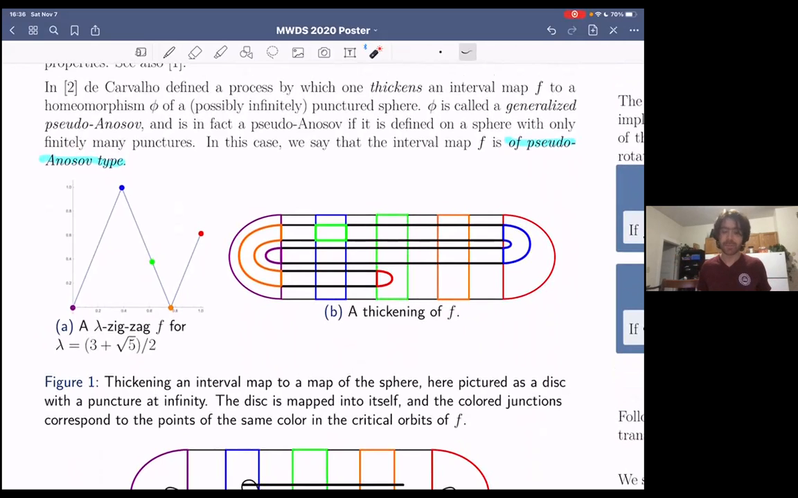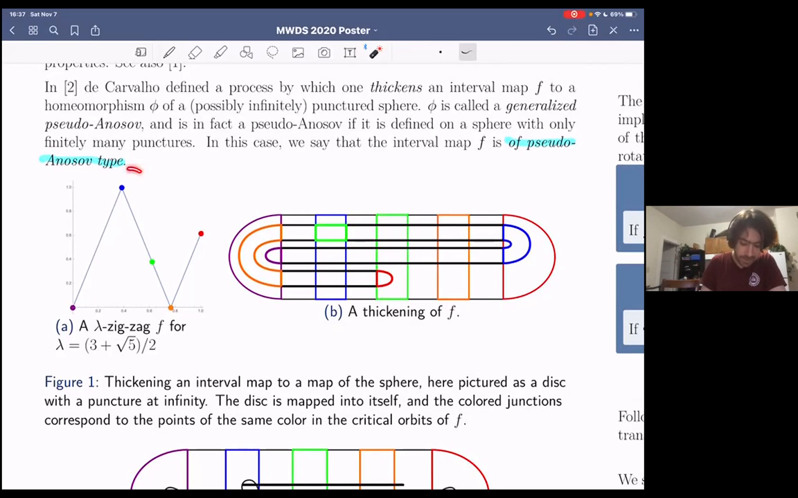Andre de Carvalho defined a process by which we could take an interval map and try to thicken it into a surface homeomorphism. In general, when you try to do this, you'll obtain a surface with infinitely many punctures. But if by chance you end up with a surface with finitely many punctures, then in fact, the map that you obtain is a pseudo-Anosov. And so we'll say that if you have an interval map that can be thickened to a pseudo-Anosov in this way, that it is of pseudo-Anosov type. And our goal in this project is to characterize zigzag maps of pseudo-Anosov type.